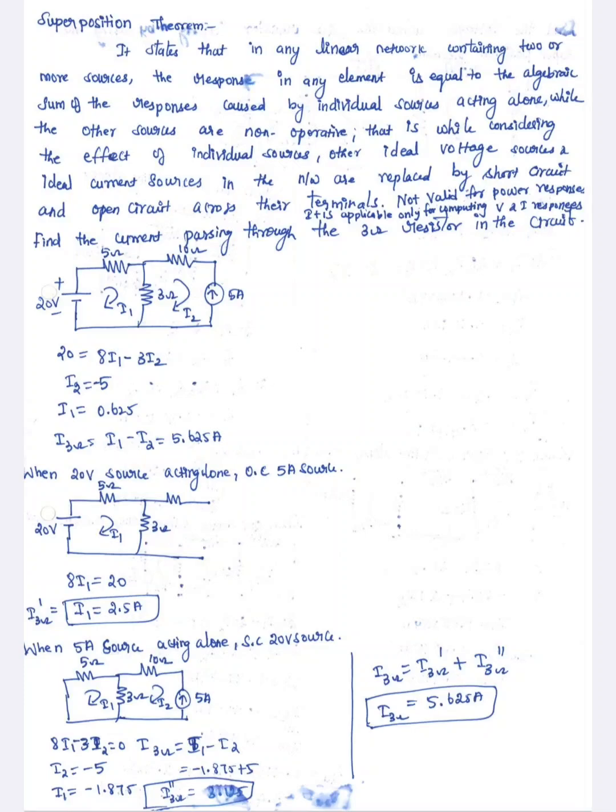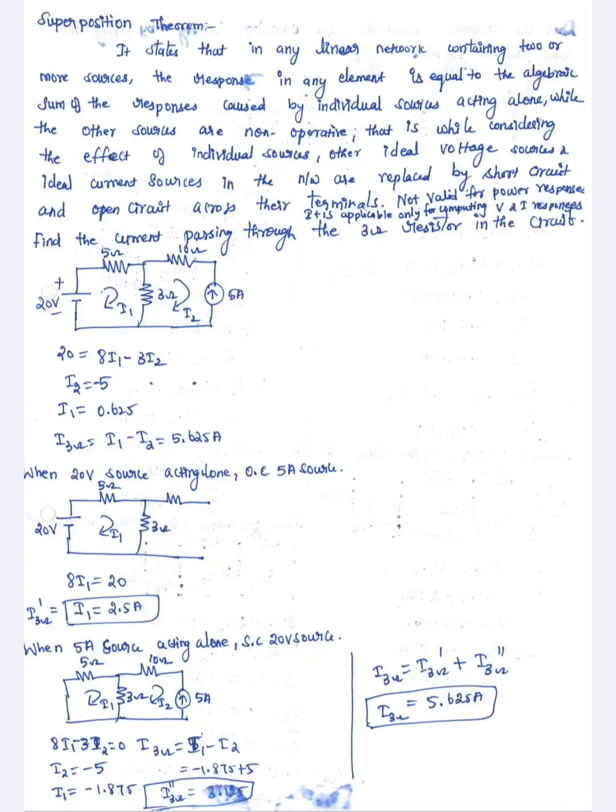Now you can apply mesh analysis for the circuit. If you apply KVL for the first mesh, you will get 8I1 minus 3I2 is equal to 0. So what about the second one? The second one is a super mesh, so you can write I2 is equal to minus 5. You can substitute the value of I2 in the first equation and you can get the value of I1. Now you know the value of I1 and I2.